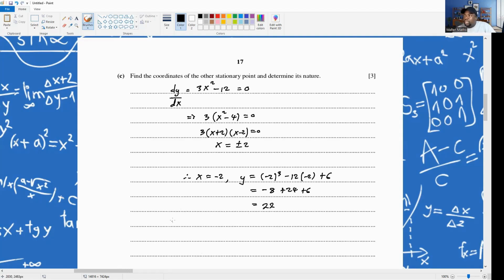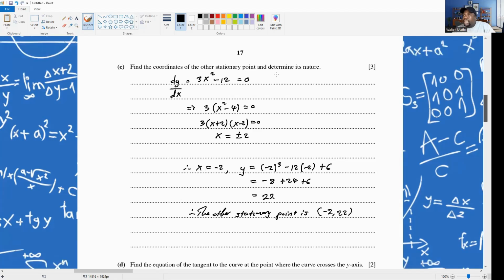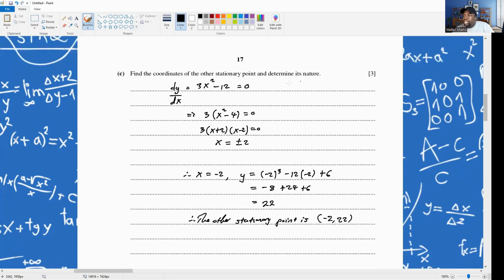So the other stationary point is the point (-2, 22). So that's how we do it here. And they say determine its nature.